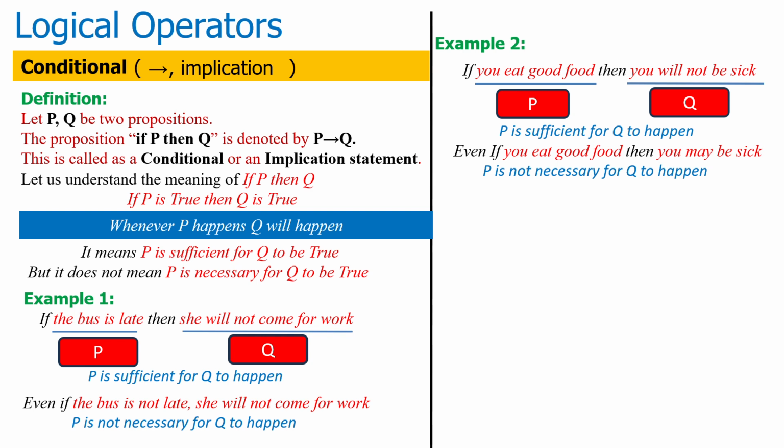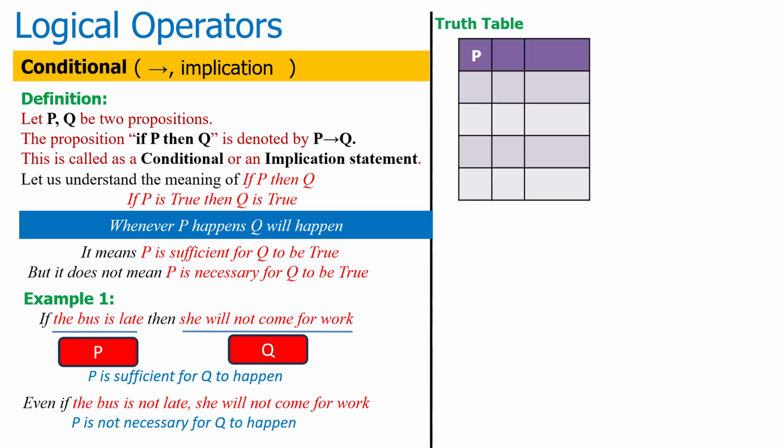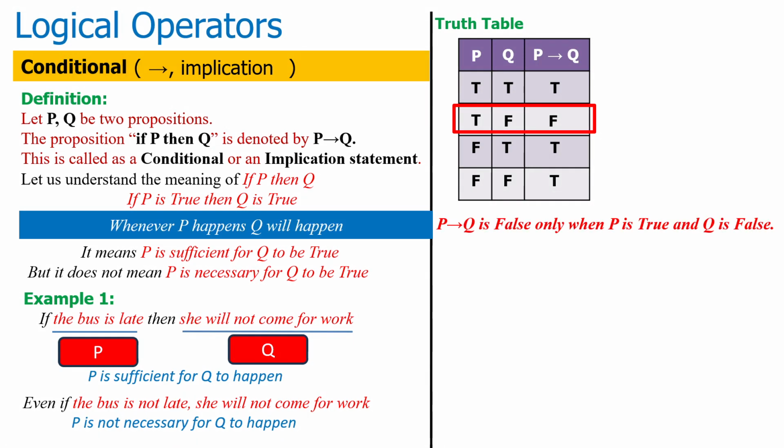Now let's try to understand the truth table of conditional logical operator. P, Q, P implies Q. If P is true, Q is true, then P implies Q will be true. If P is true, Q is false, then P implies Q will be false. If P is false, Q is true, then P implies Q will be true. If P is false, Q is false, then P implies Q will be true. Let's observe these values. P implies Q is false only when P is true and Q is false.